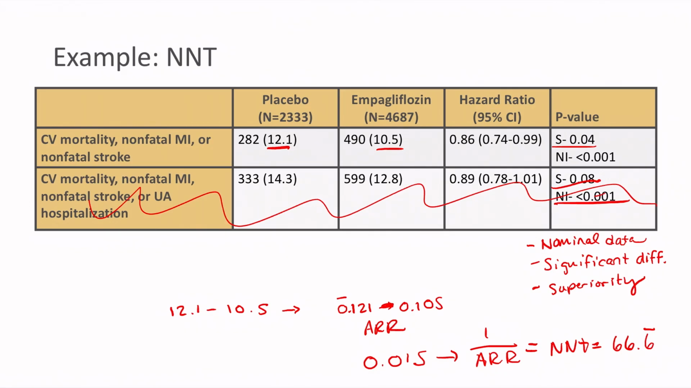Now, one thing we need to remember is that you cannot have a 0.6 of a patient. So for that reason, we're going to have to do some rounding. For number needed to treat, we always round up. So this would be 67. And the reason we always round up is because we never give the drug the benefit of the doubt.